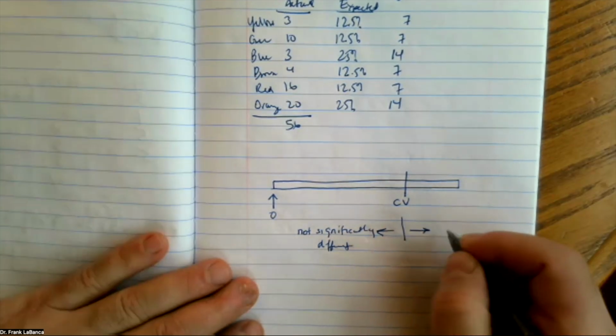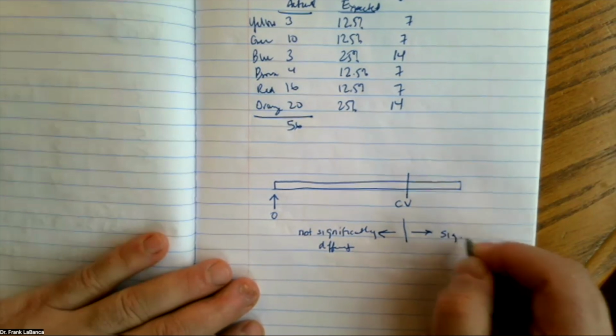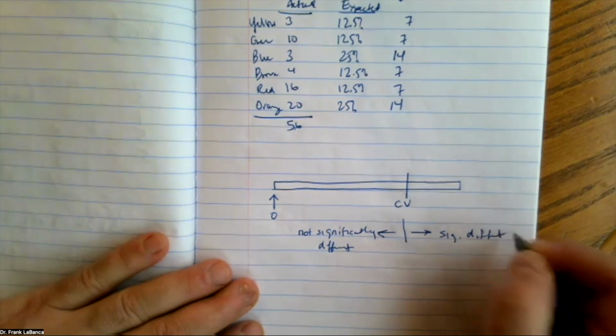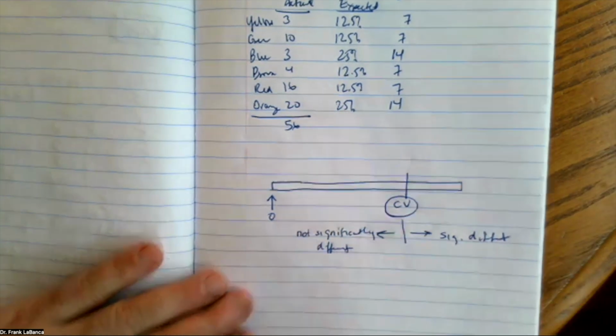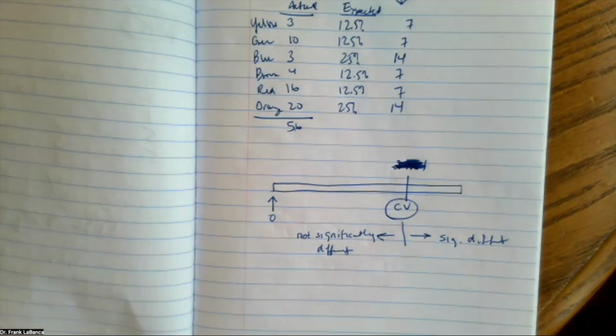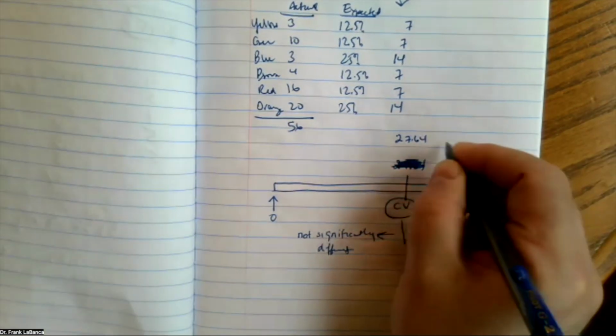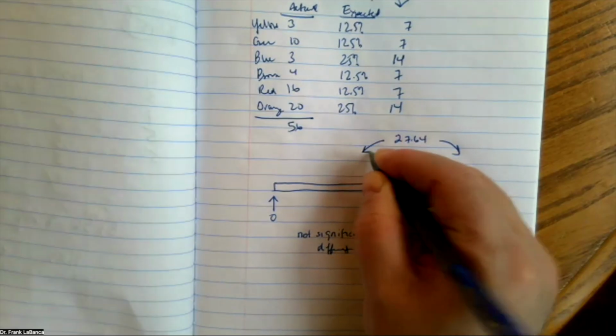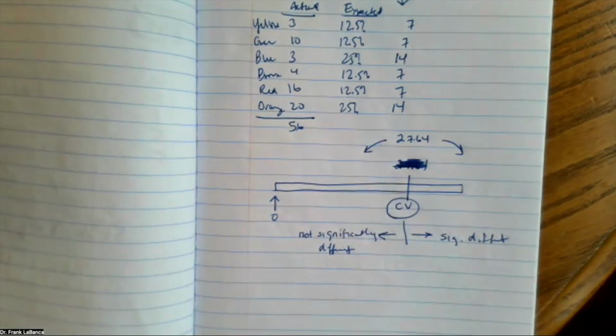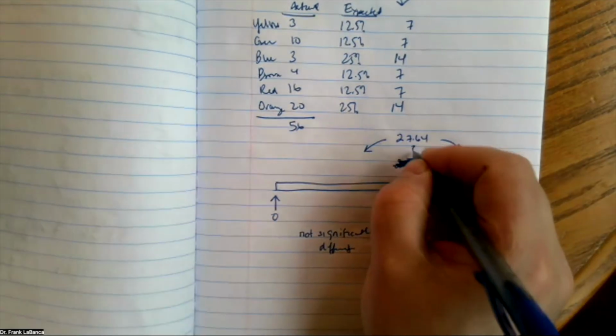Anything on this side of the critical value is significantly different. You look up the critical value in a table. Our chi-square value is 27.64. We have to figure out if it's on this side or on this side of the critical value. So we don't know where it falls.